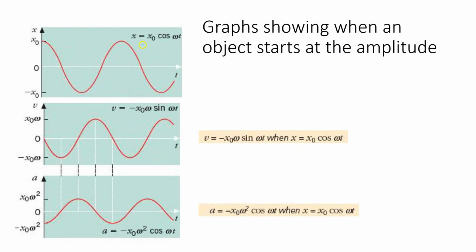So whenever we have a cos displacement graph, we said that is when you start at the amplitude. Your displacement starts at the amplitude. Now, as I was pointing out just now, at the amplitude, your velocity is at zero. All right? So you would expect that this is how your graph is going to progress.